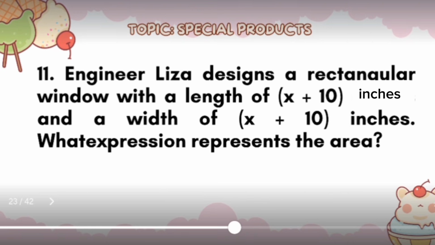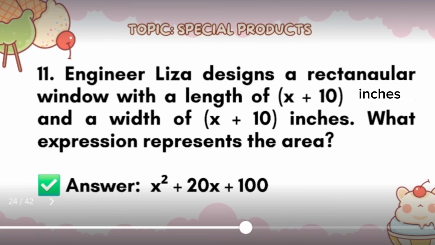Question number 11. Engineer Liza designs a rectangular window with a length of x plus 10 inches and a width of x plus 10 inches. What expression represents the area? So since this is just an application of the square of a binomial in which we multiply the length and the width, which are both x plus 10 inches, the answer here now is a perfect square trinomial, which is x squared plus 20x plus 100.